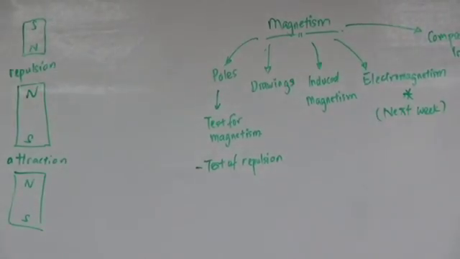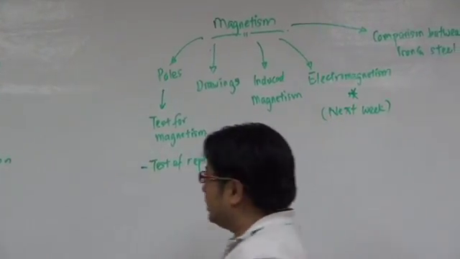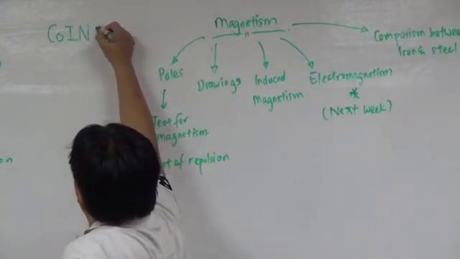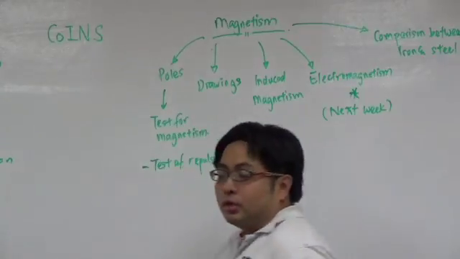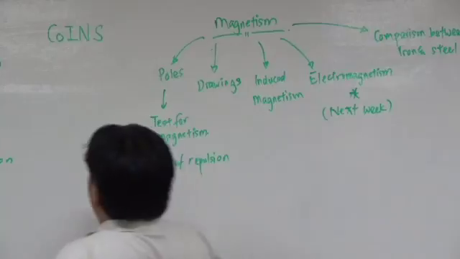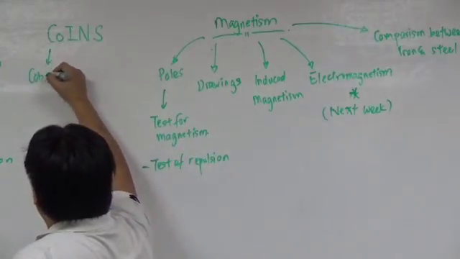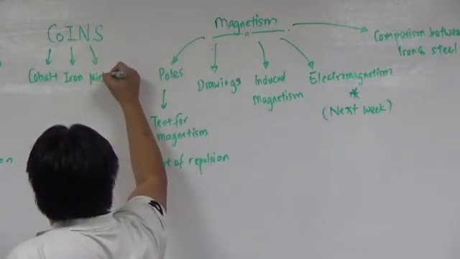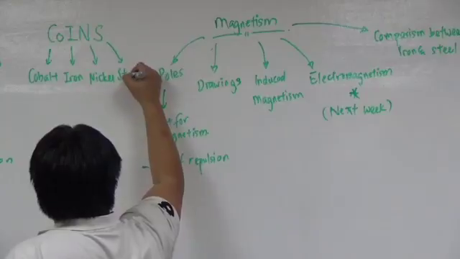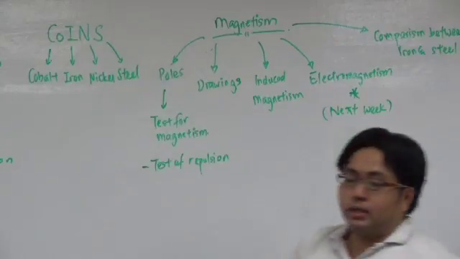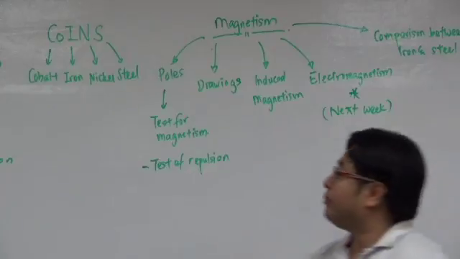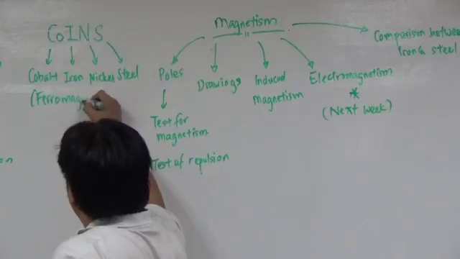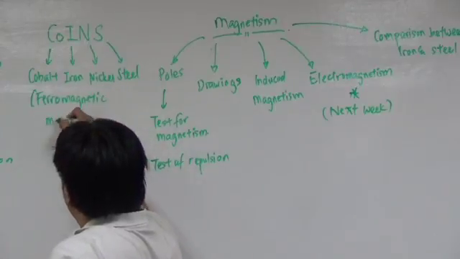Okay. So for example, we are supposed to learn these four materials. I call them coins. Coins. Alright. So they stand for four different materials. Cobalt. I stand for iron. Then nickel and steel. Alright. These four materials, we call them a special name. We call them ferromagnetic material.